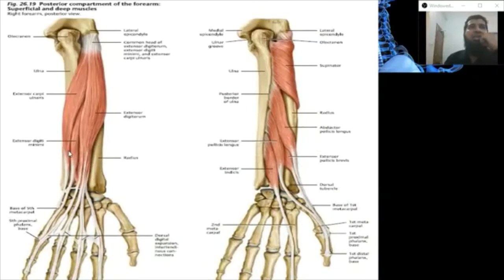So this figure shows the superficial and deep muscles of the posterior compartment of the forearm. Here, extensor carpi ulnaris, and all the extensor muscles will be there: extensor digitorum, extensor digiti minimi. Okay, then the extensor pollicis brevis, extensor pollicis longus, and extensor indicis for the index finger.